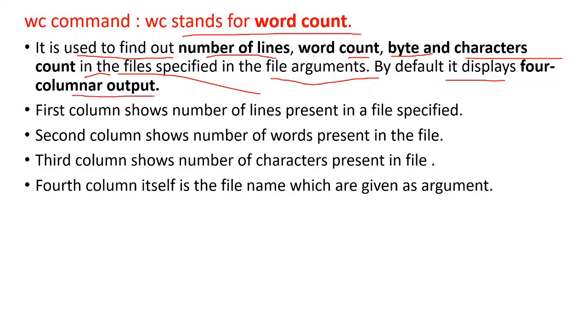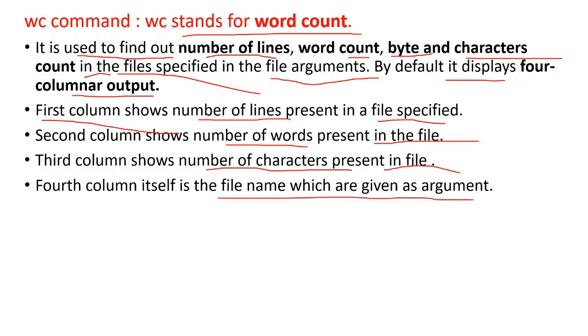So if you use the WC command, what output does it display? The first column shows the number of lines present in the specified file. The next column shows the number of words present in the file. The third column shows the number of characters present in the file. And the fourth column shows the file name which is given as the argument.